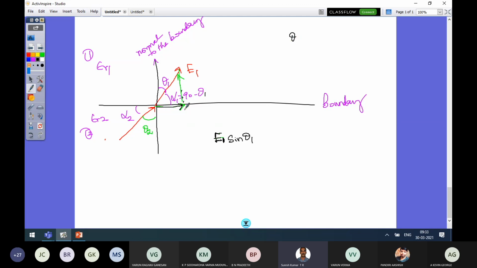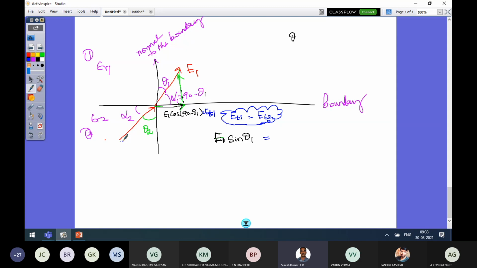Now let us write the equation. See, what is this one? This is E1 into cos of 90 minus alpha, right? This is E1 into cos of 90 minus theta 1. So cos of 90 minus theta is sin theta, right? Sorry, now let us apply the boundary condition ET1 equal to ET2. So this is ET1, right? So ET1 is E1 sin theta 1, which is equal to ET2.